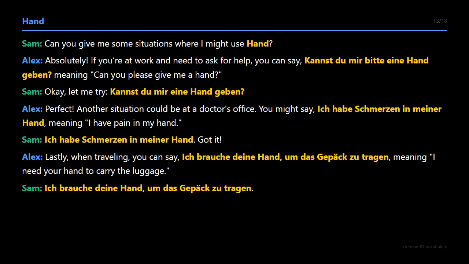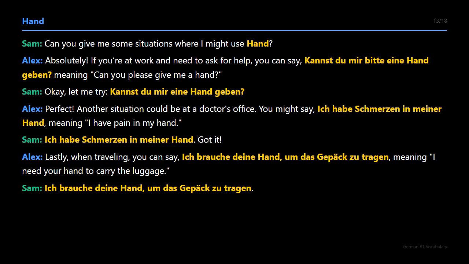Got it. Lastly, when traveling, you can say, Ich brauche deine Hand, das Gepäck zu tragen, meaning I need your hand to carry the luggage.